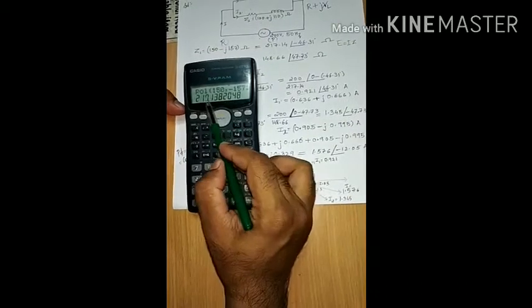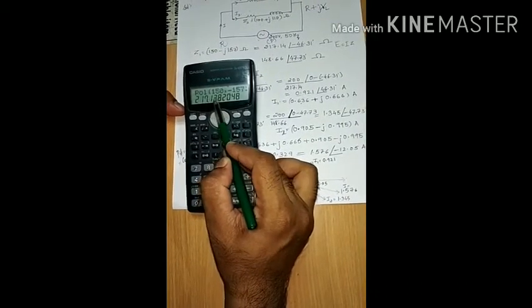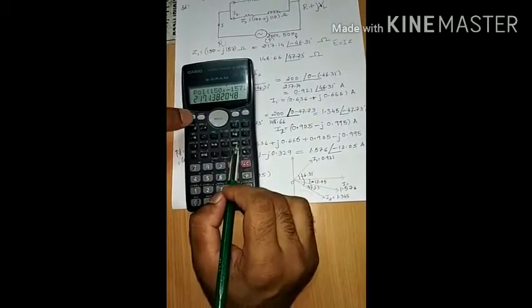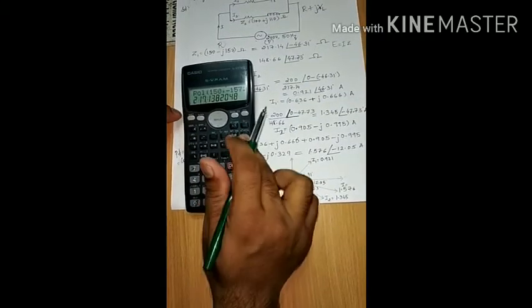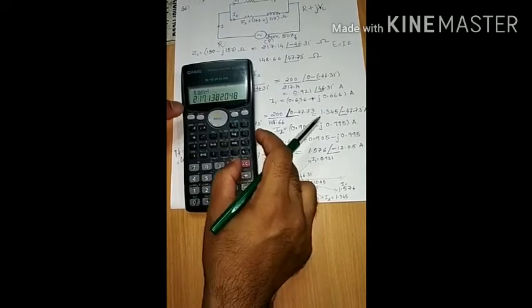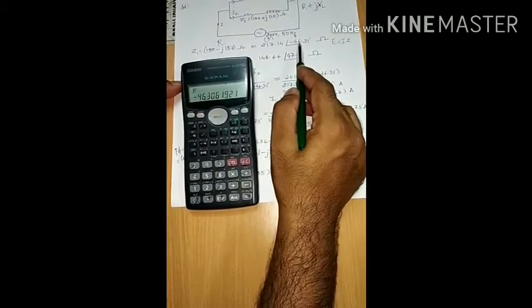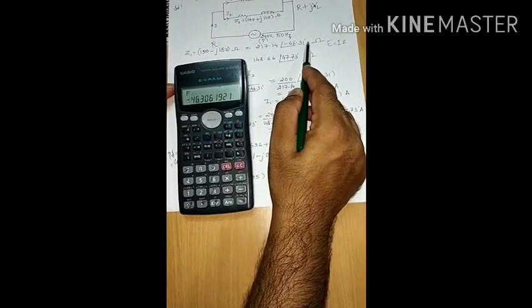So you're going to get 217.14. In order to get the angle, shift F, then it is alpha F, then equal to. So you're going to get minus 46.31 degree.